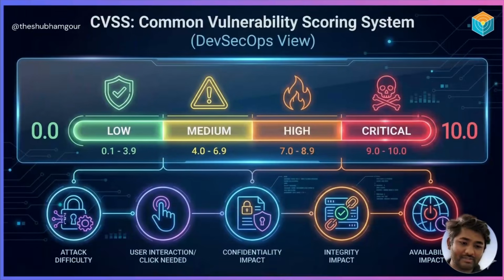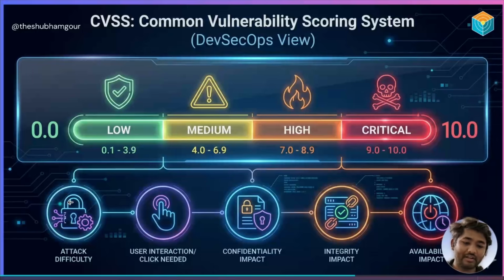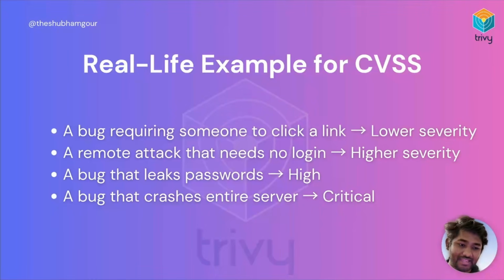If you want to understand the scoring pattern, again this visual will help you. Basically low 0.1 to 3.9, it is based on attack difficulty, user interaction, confidentiality impact, integrity impact, and availability impact. So basically based on these factors it is giving the CVSS score. Now what is CVSS score? CVSS stands for Common Vulnerability Scoring System. Okay. Now in order to understand this scoring pattern, let us take one example that will give us an idea on what basis it is giving low, high, medium, and critical severity.